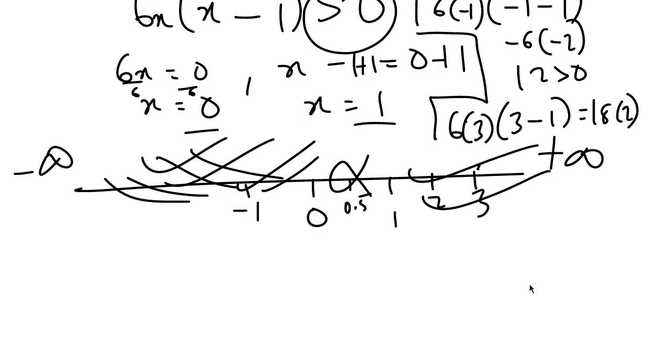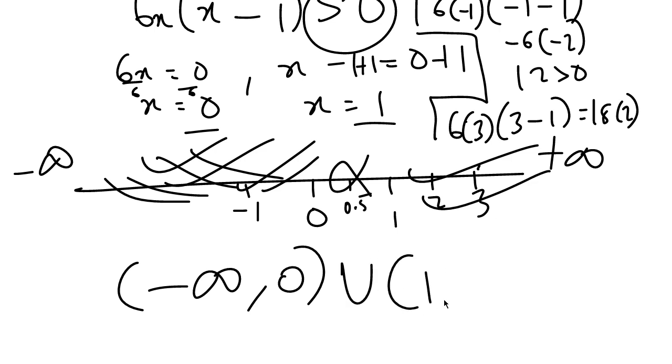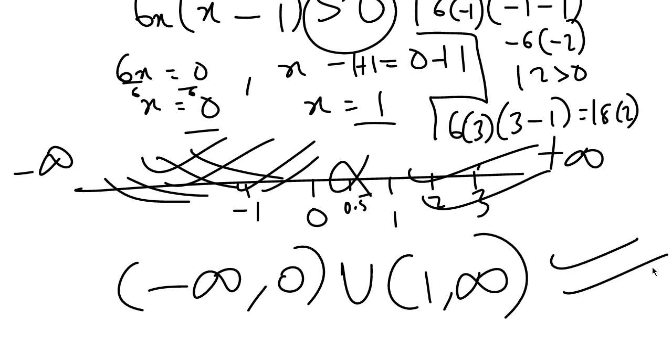So basically the solution to this inequality is what? From negative infinity towards 0, because all values less than 0 give us a positive result, while those that are greater than 1 also give a positive result. So that will be negative infinity to 0 union 1 to infinity, and that is the answer to the question.